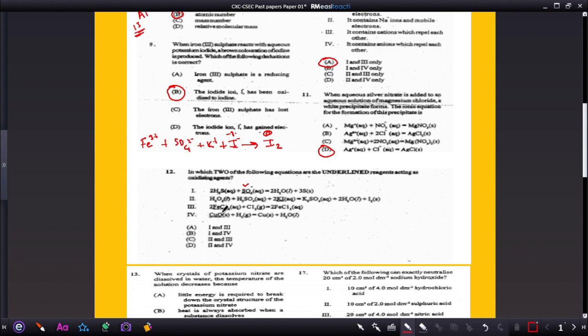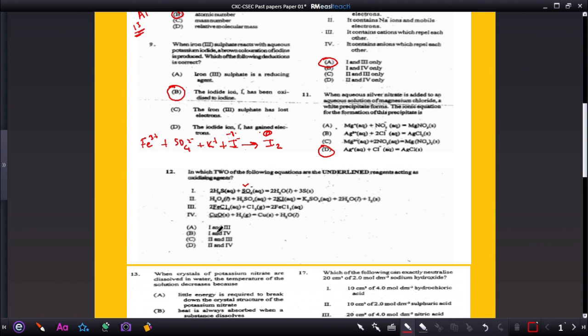Iron 2 chloride to iron 3 chloride. Again, iron 2 plus was oxidized to iron 3 plus. So something is causing the iron 2 plus to oxidize. And we are looking for the underlined species to cause, to allow other species to undergo oxidation.